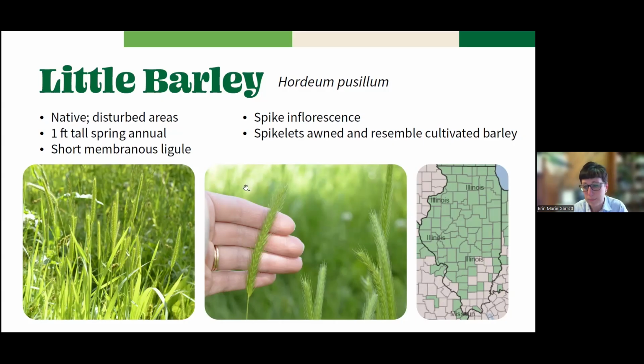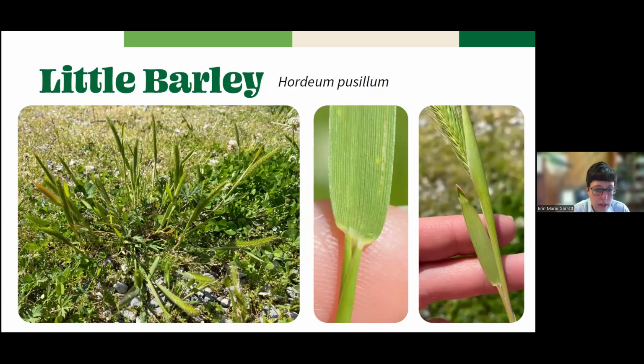Again, kind of similar distribution on our maps here as the last one. Okay, a couple close-up views. It does grow in a bunch. I don't think I mentioned that one already. We can kind of see this in comparison to some white clover here. You can get more of a size clue.